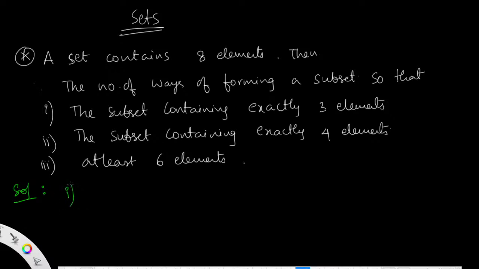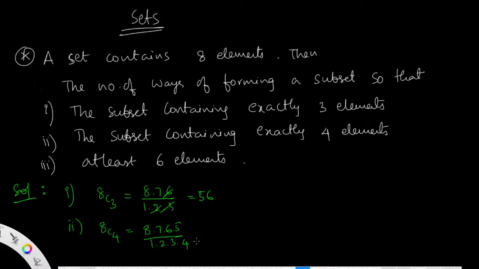For the first question, out of 8 elements we are selecting 3, that is 8C3, which is 8 into 7 into 6 by 1 into 2 into 3. Then you get 56. For the second question, the subsets containing exactly 4 elements, that is 8C4, which is 8 into 7 into 6 into 5 by 1 into 2 into 3 into 4. Then you get the value as 70.